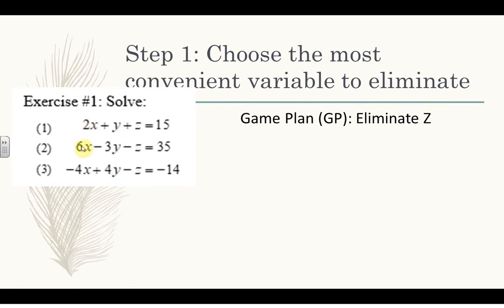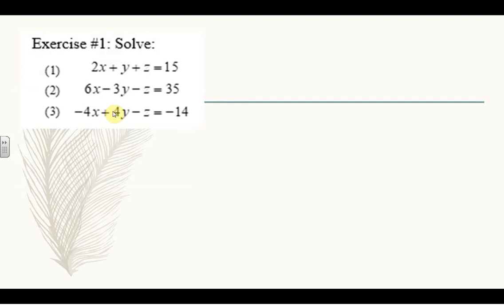Because as you can tell, I don't have any 2s and 6s, they're not the same, or 3s and 4s. I could work with those, but let's always try to make it easier on yourself. If they have a 1 coefficient, go for it. Remember, you're looking for opposite signs in order to add them together to eliminate. So we're going to again eliminate z.